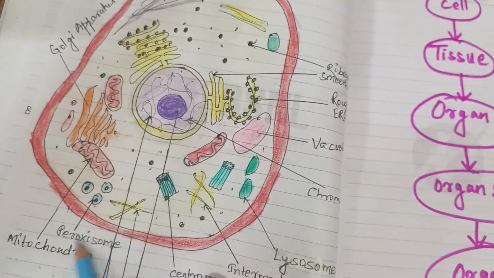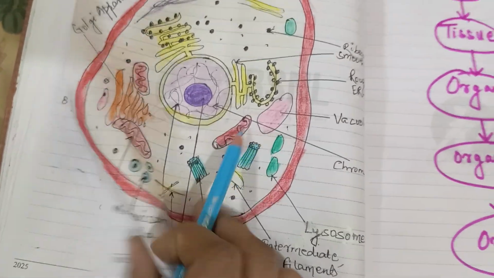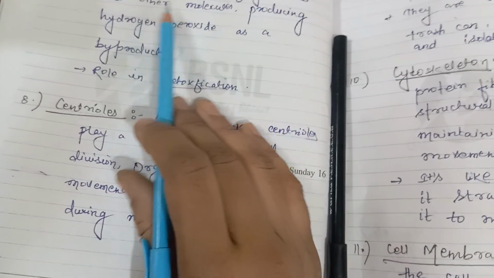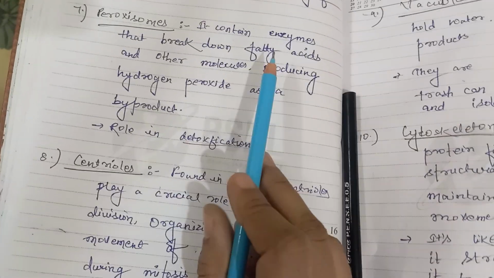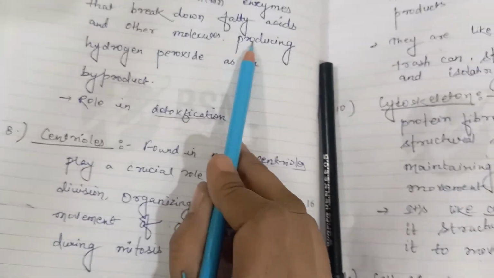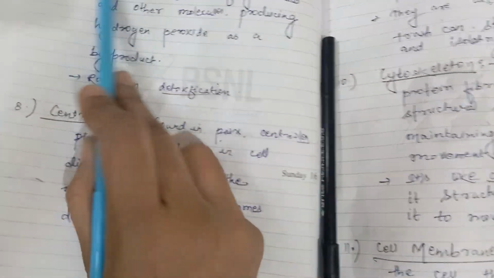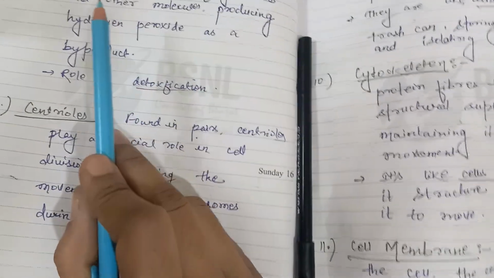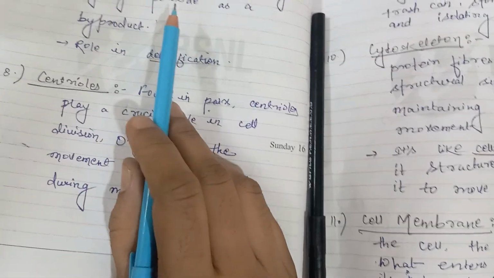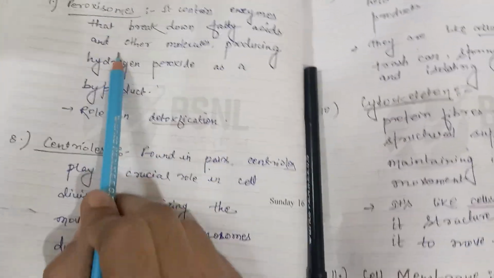Now next is peroxisome. The next important cell organelle is peroxisome. So peroxisome also contains enzymes, and it breaks down fatty acids. So where are the fatty acids synthesized? Fatty acids are synthesized by the smooth endoplasmic reticulum. So peroxisome helps to break down those fats or lipids present in the cell, and the byproduct is hydrogen peroxide, and this is also used for the detoxification of the cell.